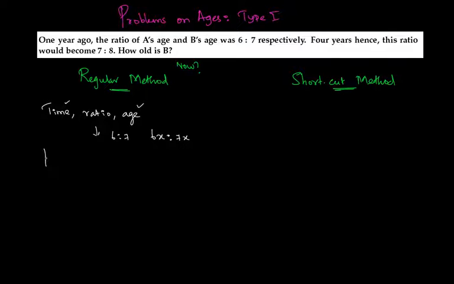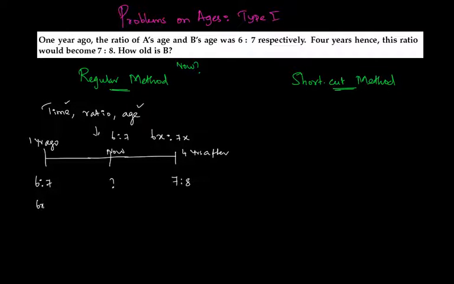So let's draw a diagram for the given data. Okay, so we got 3 time periods, that is 1 year ago, now, and 4 years after, and the ratio of the ages are given. Okay, that is 6:7. Now nothing is known. 4 years after, this becomes 7:8. The real age here is 6x:7x, or we can write 6x by 7x.